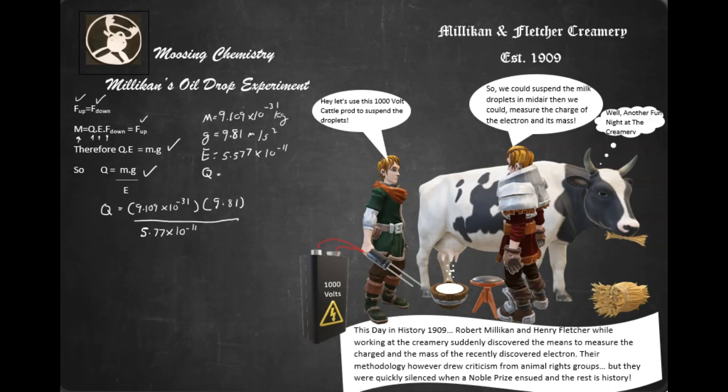Okay, so when we do that, what we get is Q equals 1.602 times 10 to the negative 19 coulombs. So let's go put that value right there.